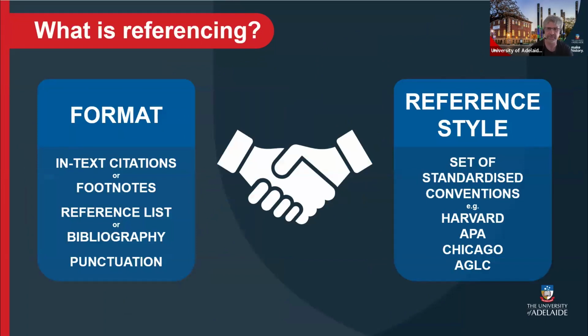So essentially referencing is made up of two different sections. You get generally in-text citations or footnotes, which occur within the text of a document, and also a reference list or bibliography. And that generally comes at the end of the piece of writing that you've done. I'll go through the difference in just a minute.